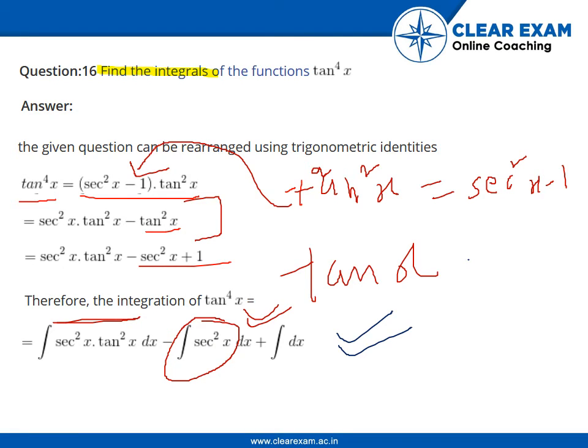The idea to approach this part of the integration is that we can see that sec square x is the exact differential of tan x. So we can substitute tan x equal to t, and then proceed further. Let us see what they have done. They have solved the right hand side part, that is minus tan x plus x, and we are left with only this part. That is pretty easy. Now moving to the next slide.